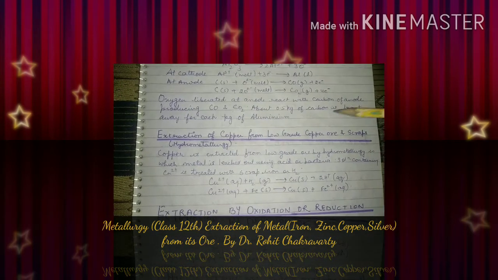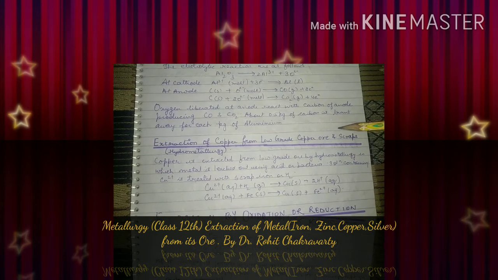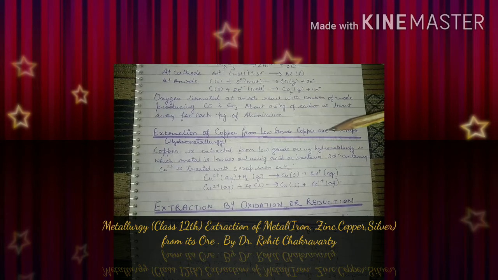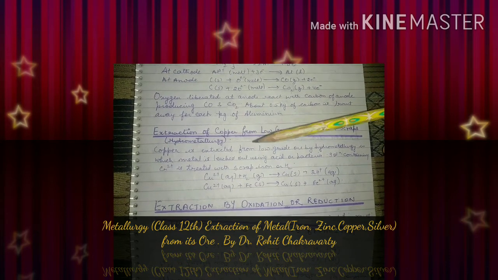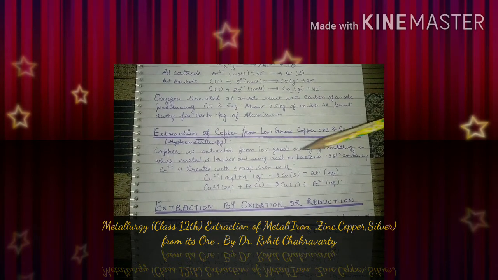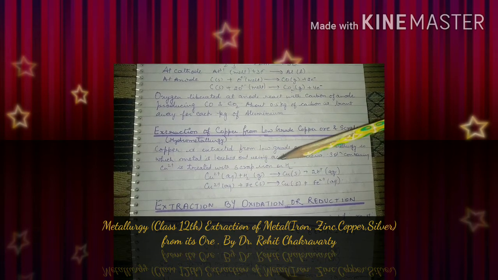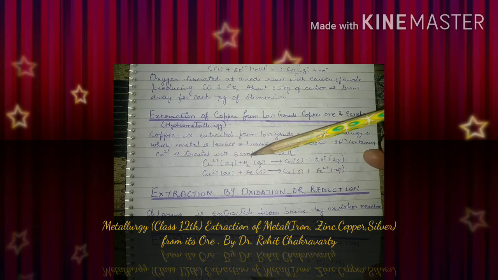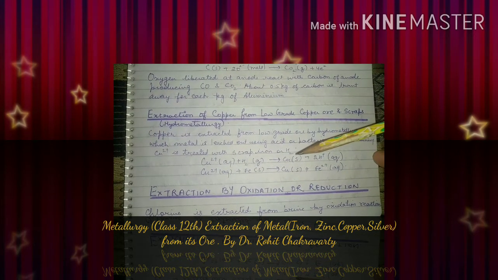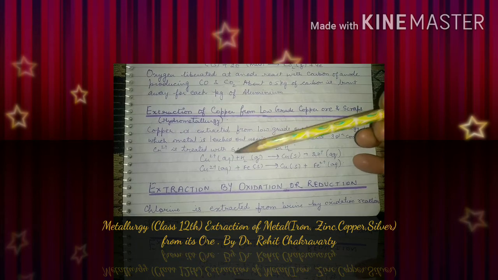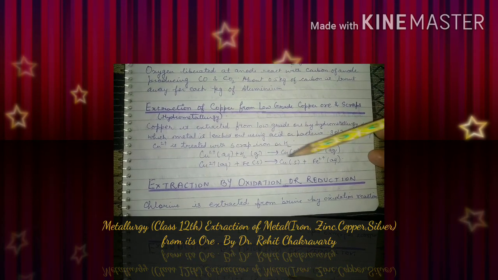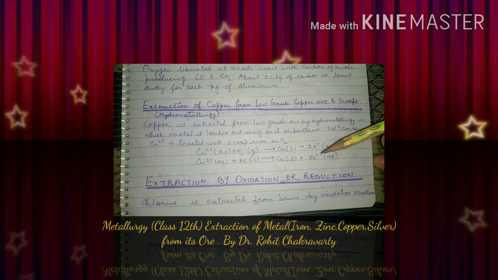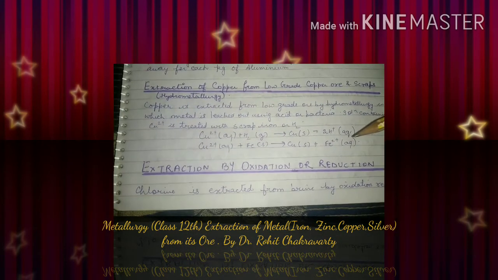Now, the extraction of copper from low grade copper ore and scraps is called hydrometallurgy. Here we can see copper is extracted from the low grade ore by hydrometallurgy, in which the metal is leached out using acid or bacteria. The solution containing copper ions is treated with scrap iron or hydrogen. Here you can see the reaction scheme. Copper ions react with hydrogen gas, resulting in the formation of solid copper. Similarly, when copper ions react with iron scrap, through this process we can obtain copper, and iron ions get separated out.